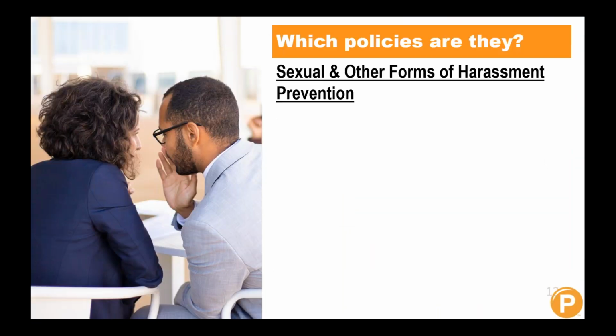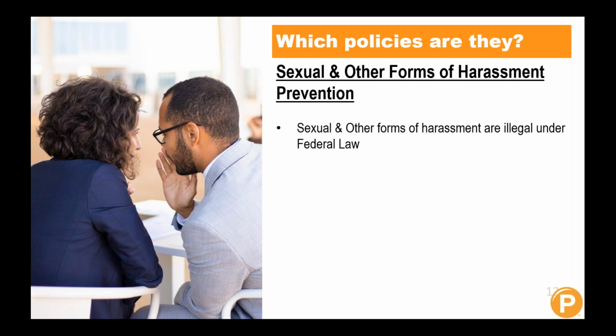All right, and next, the very popular sexual and other forms of harassment prevention policies. Included in this is discrimination and abusive conduct, violence, etc. A lot of employers get confused on this one because harassment has a lot going on at the federal and the state legislative levels. So we're going to break it down a little bit. Sexual and other forms of harassment are illegal under federal law.